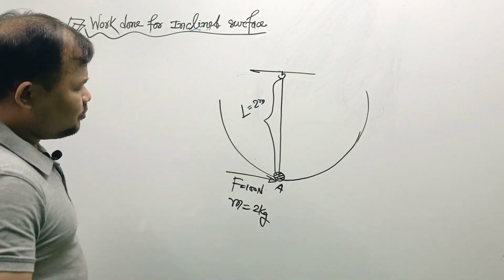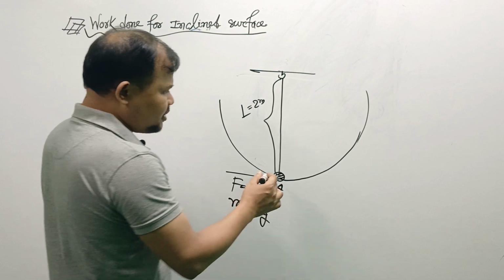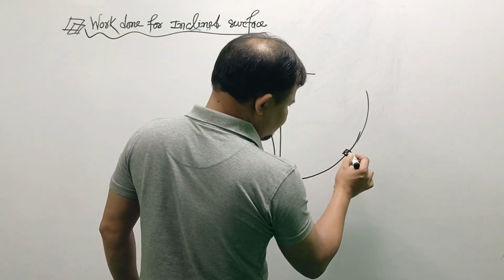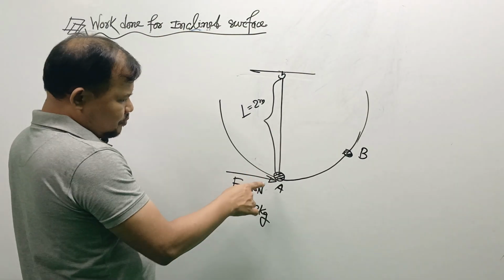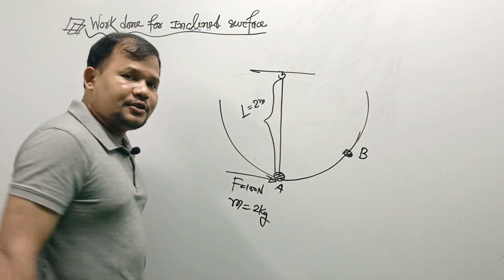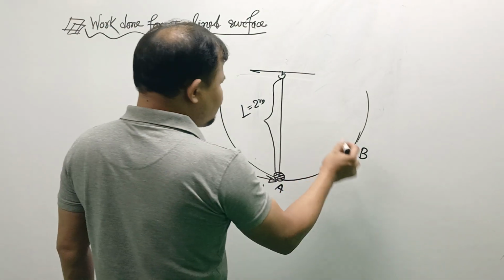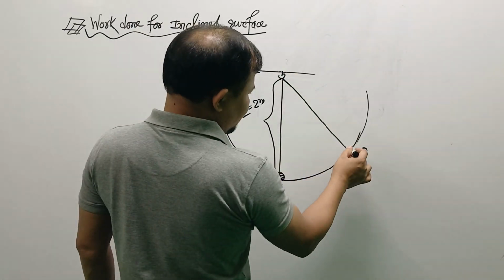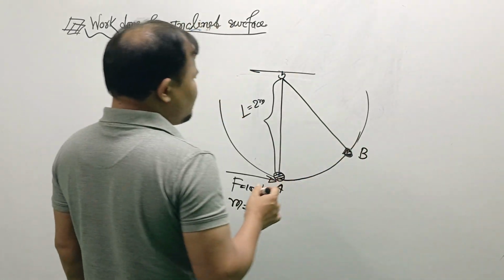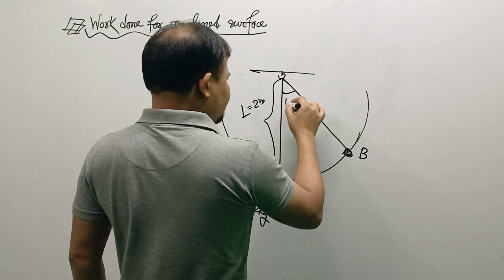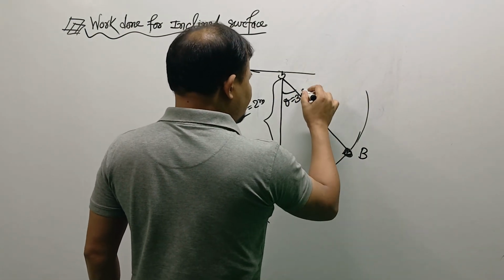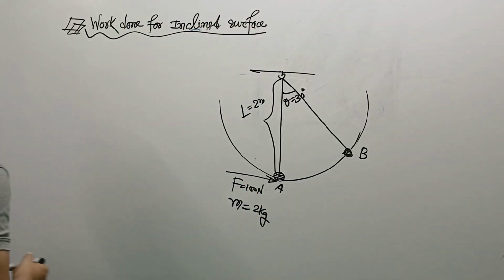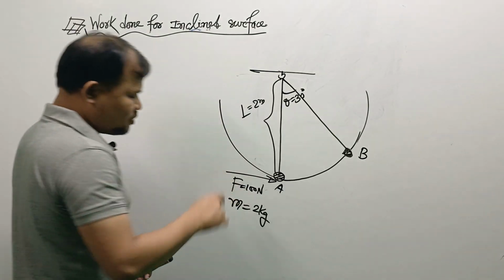Suppose because of applying force, the bulb goes from point A to B. When the bulb comes here, it makes an angle. How much angle does it make here? Suppose the angle is 30 degree. Now our duty is to find out the work done because of the applied force.